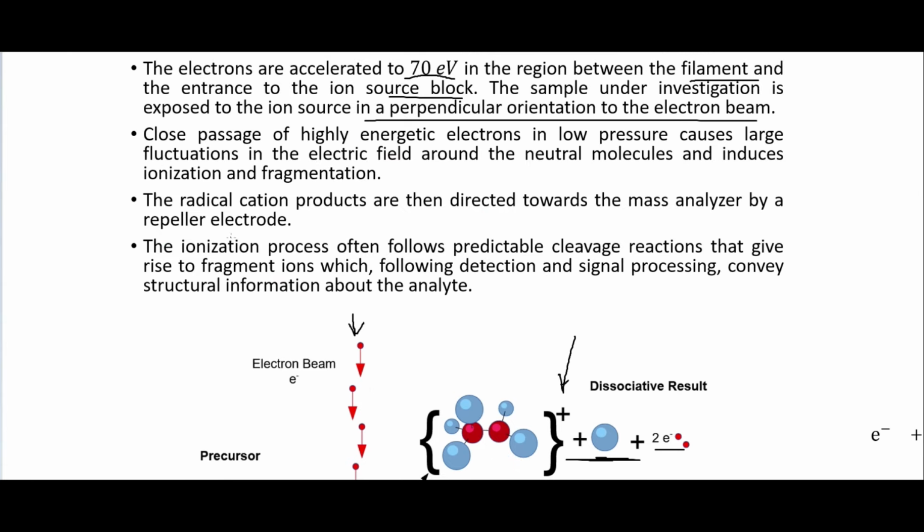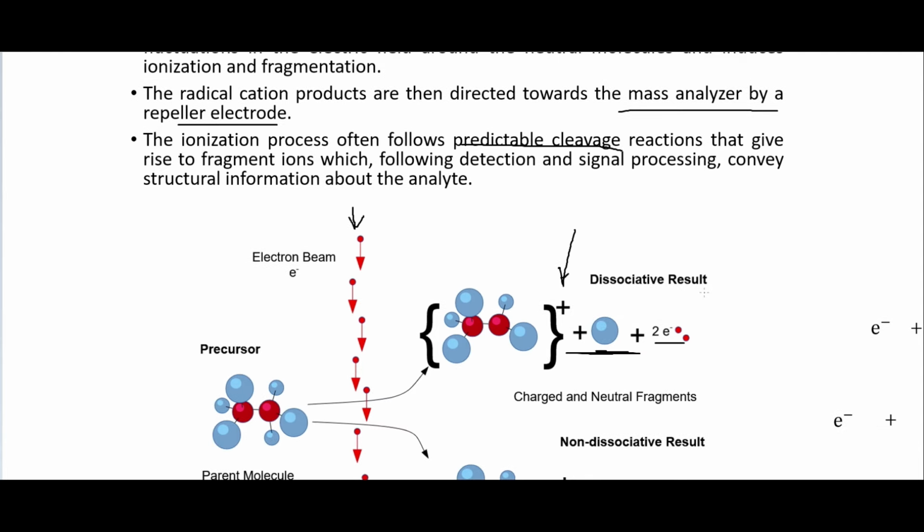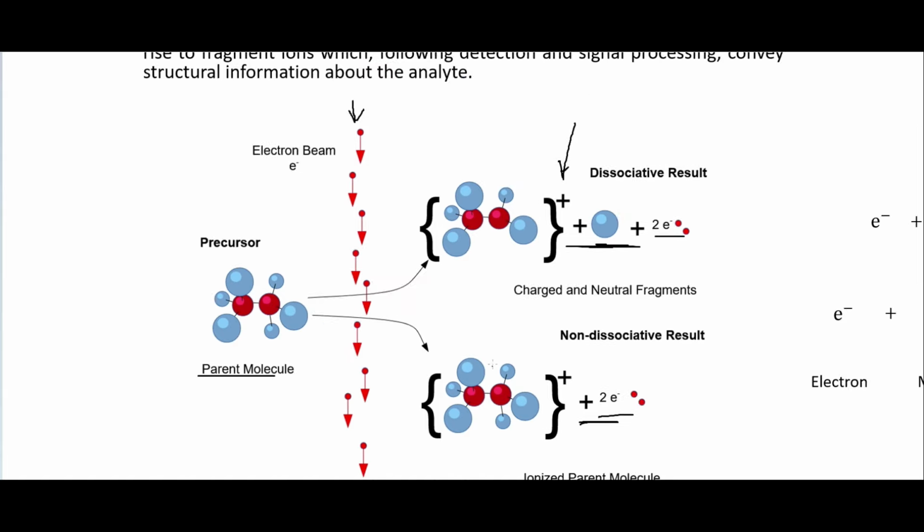The radical cation products are then directed towards the mass analyzer by a repeller electrode, and the ionization process often follows predictable cleavage, which is the thing that I will be talking about in the next video. That has to do with the stability of the different types of fragments you can get. The amount of the different types of fragments is based on the stability of those fragments.